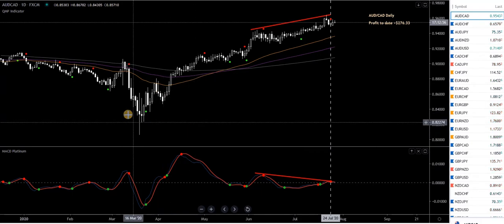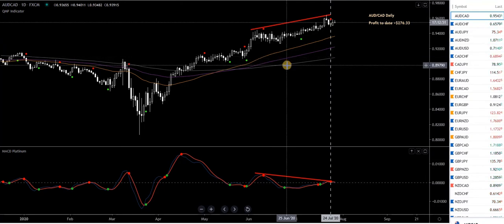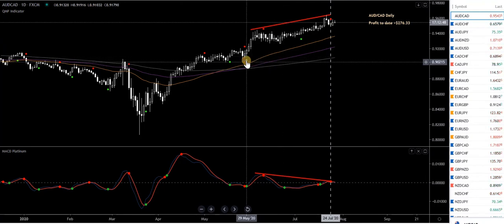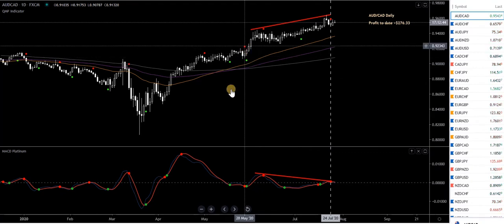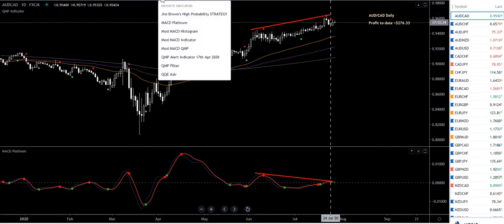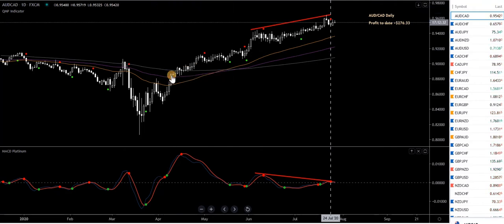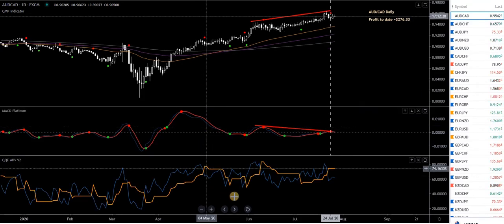It's just a daily candlestick chart, 3 EMAs, 50 EMA, 100 EMA, 240 LMA. The red and green dots on price is the QMP filter. All that is a combination of this indicator, the MACD Platinum, which is just a zero lag MACD, and another indicator called the QQE Advanced, which I don't need to display on the chart, but hopefully it'll come up here for you.